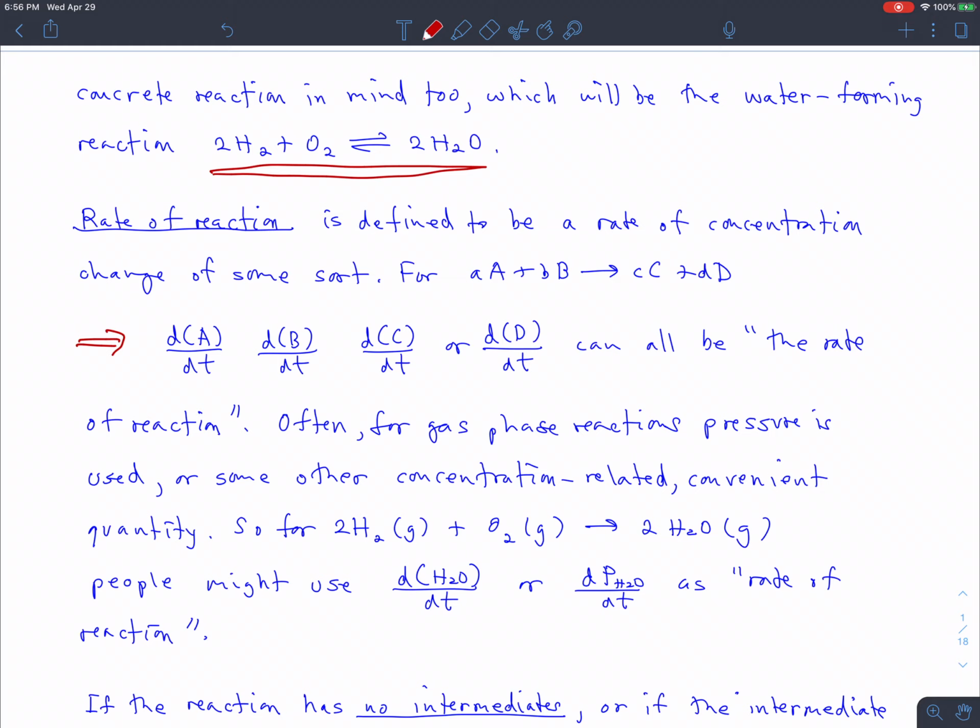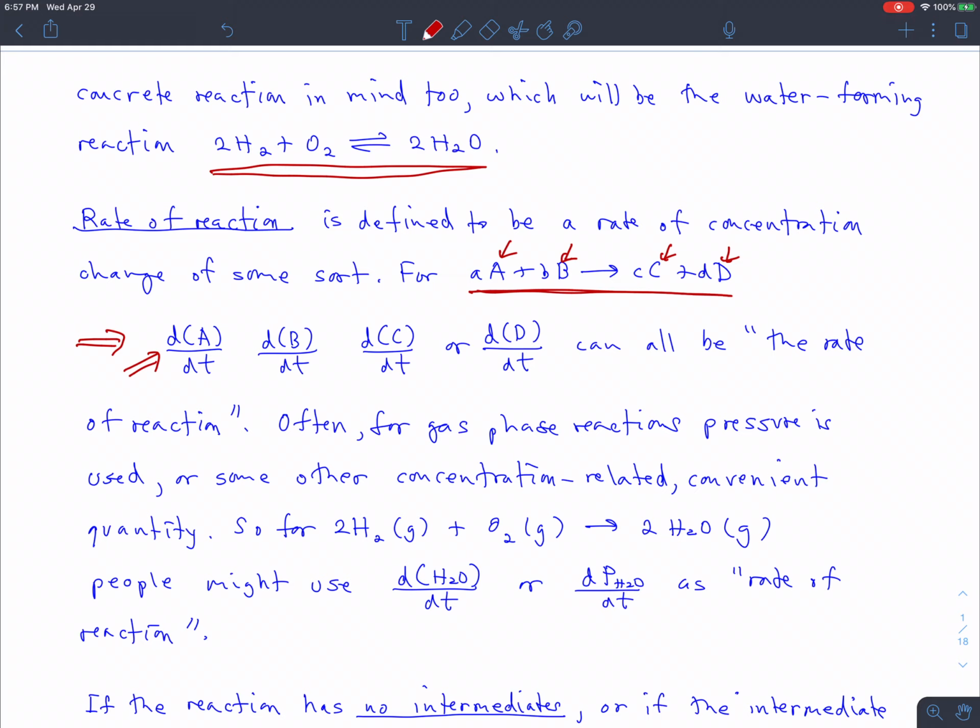So if I've got this generic chemical reaction and I take the time derivative to calculate the rate of change in the concentration of A or B or C or D, any of those can be called a rate of reaction. Under common circumstances, those four rates are in fact related to each other, and they're not all independent of each other. If you know one, you more or less know all of them, and in that sense they can all be used as a rate of reaction.